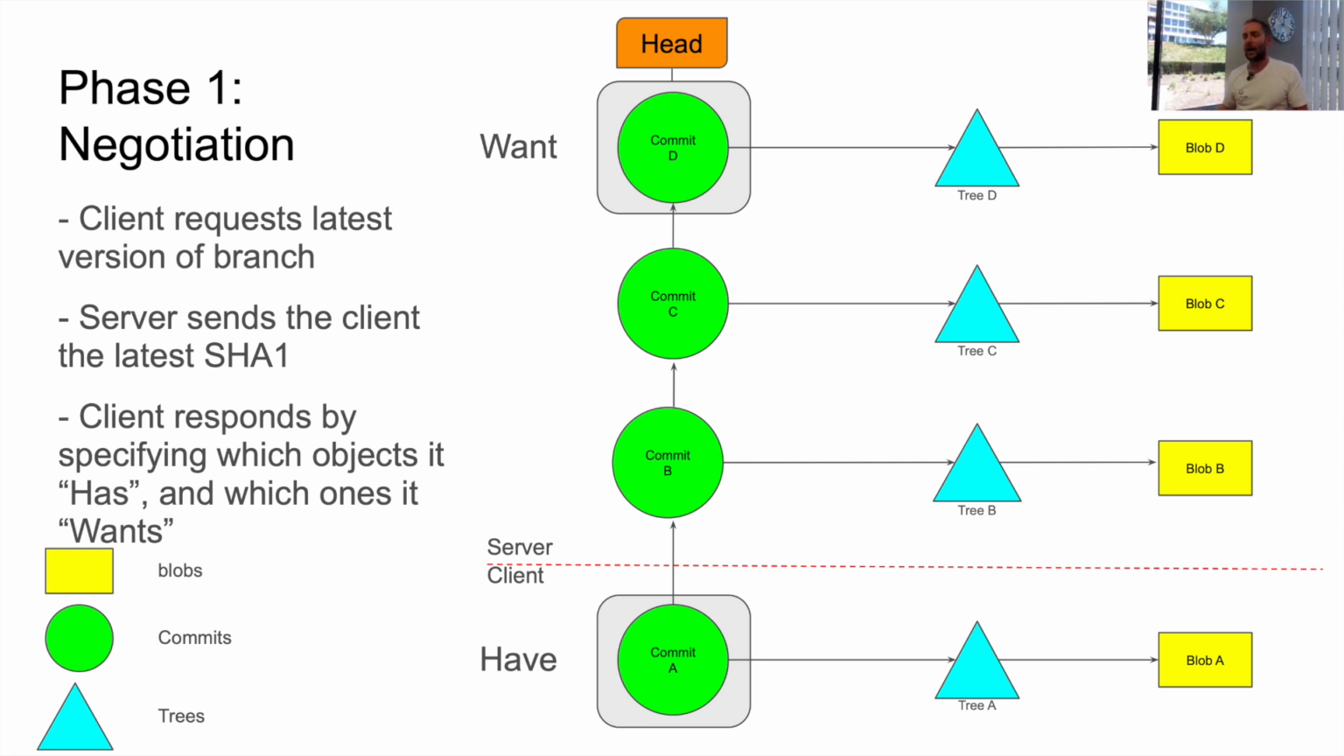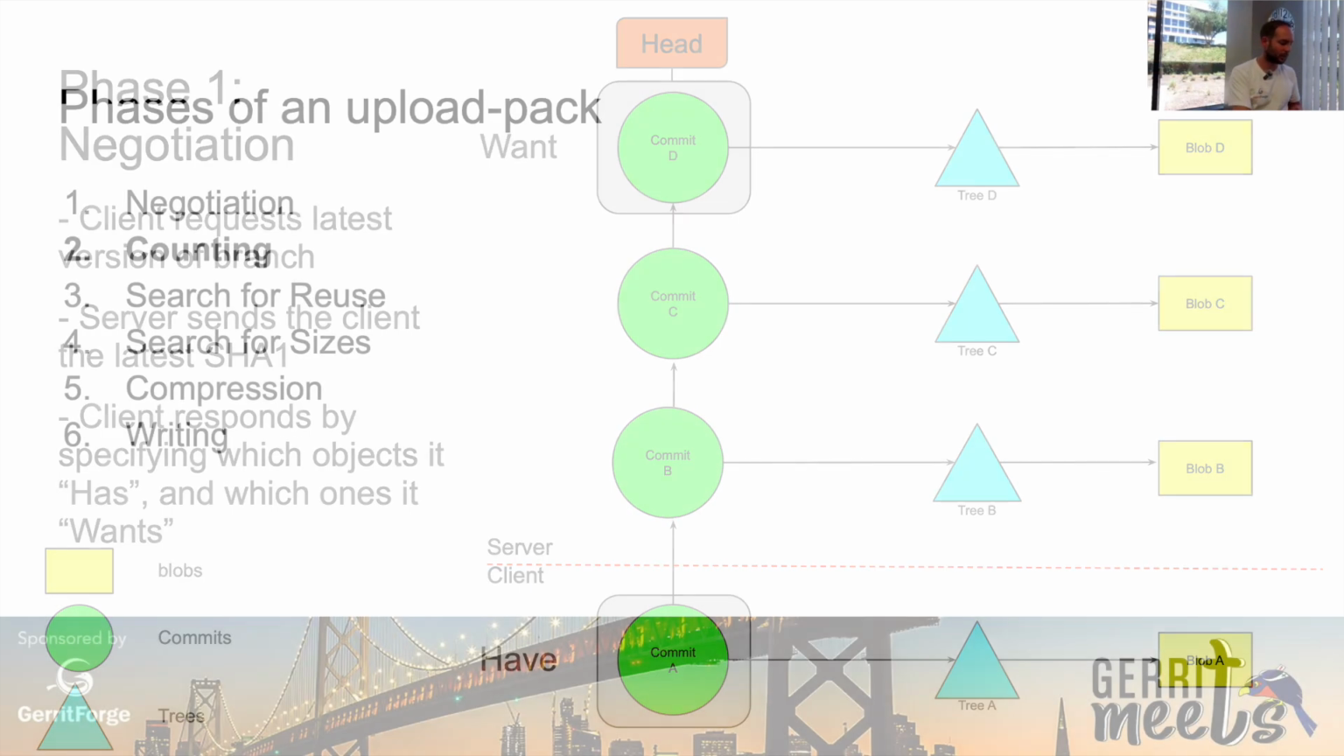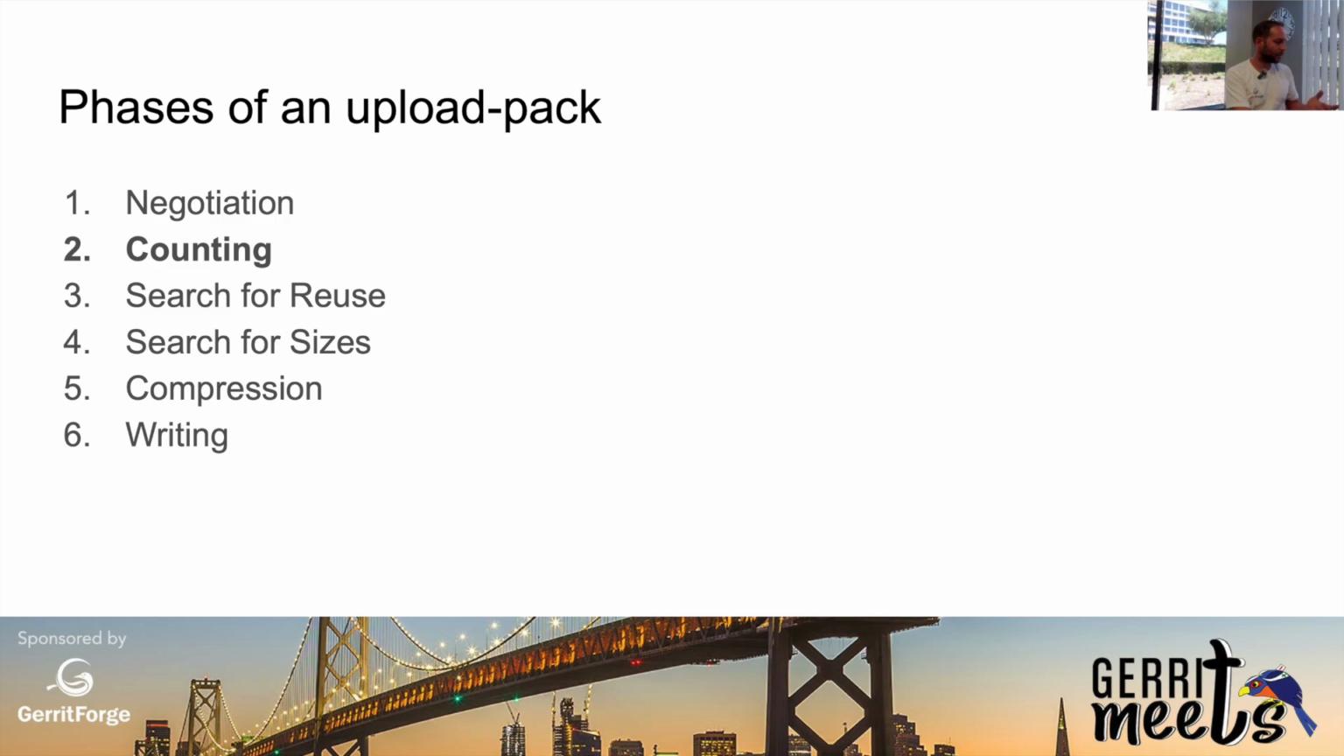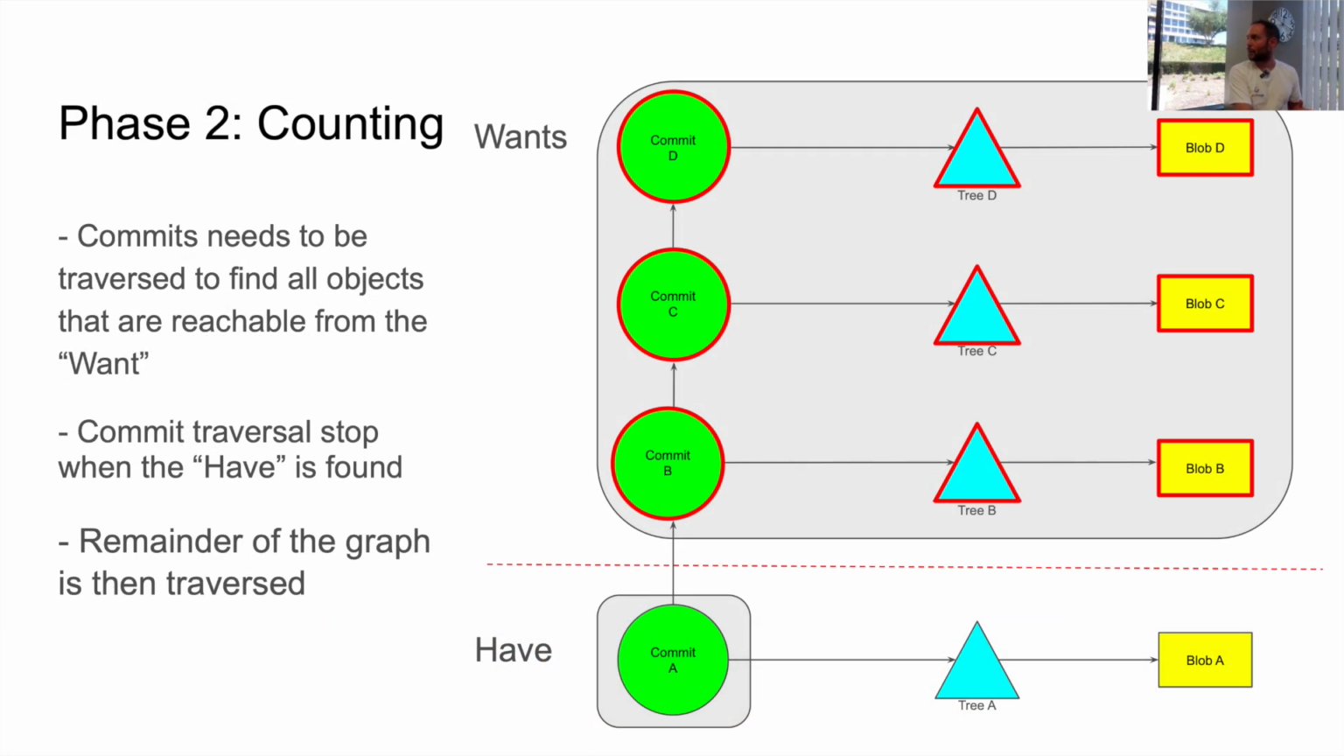So now the server needs to start thinking, how do I represent the graph? How do I reconstruct the graph so that the client can recreate it starting from the point that I know he has, okay? So this is called the counting phase now. So yeah, we want the whole graph, and we still have our commit A. The way Git works is it first traverses all the commits on a higher level than the simple object. So it starts from commit D, it then goes to commit C, goes to commit B, and then goes, he's got commit A, I can stop traversing commits.